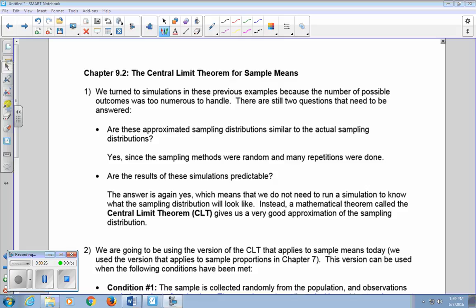Yes, since the sampling methods were random and many repetitions were done. And are the results of these simulations predictable? The answer again is yes, which means that we do not need to run a simulation to know what the sampling distribution will look like. Instead, a mathematical theorem called the central limit theorem gives us a very good approximation of the sampling distribution.